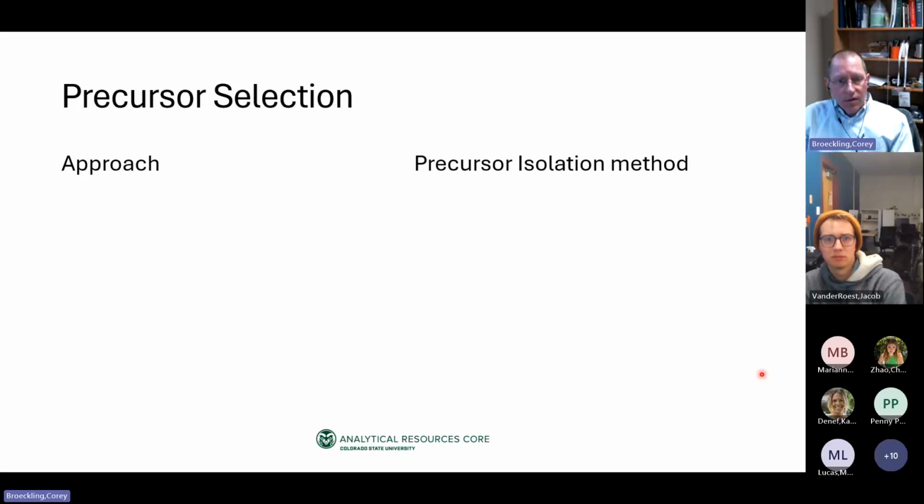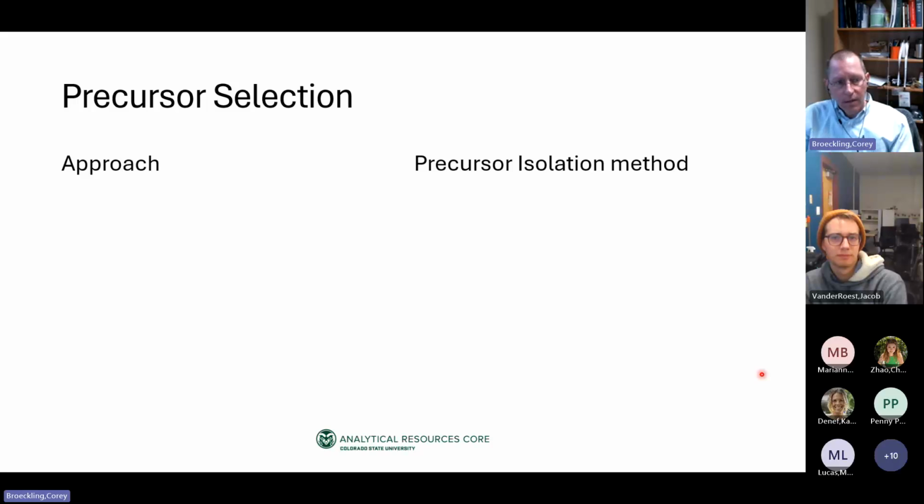I'm going to break this into two sub-discussion areas. One is talking about precursor selection. The first is the approach: how do we use the instrument to select precursors? And we're then going to talk about the actual hardware used to isolate precursors.